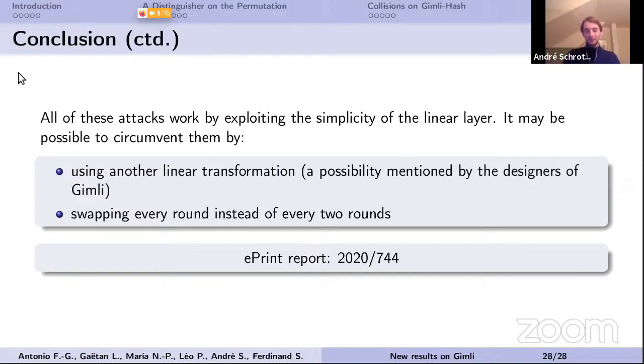I think if you read the specification of Gimli, somewhere the designers said they did not find a compelling reason to use another linear layer instead of the swaps. And now after this work, I think we believe that there is a compelling reason to do so, because the swaps simply put too much structure that can be exploited. Okay, that's it.